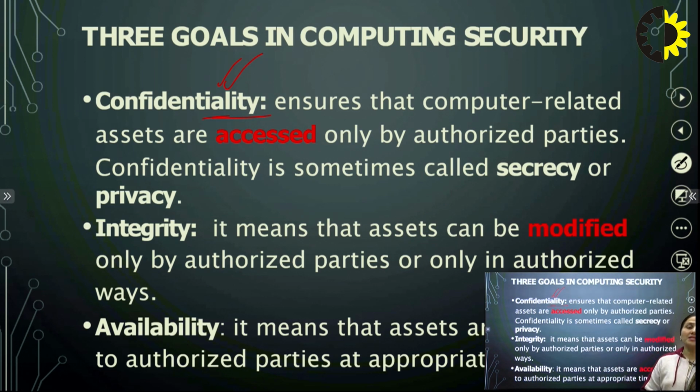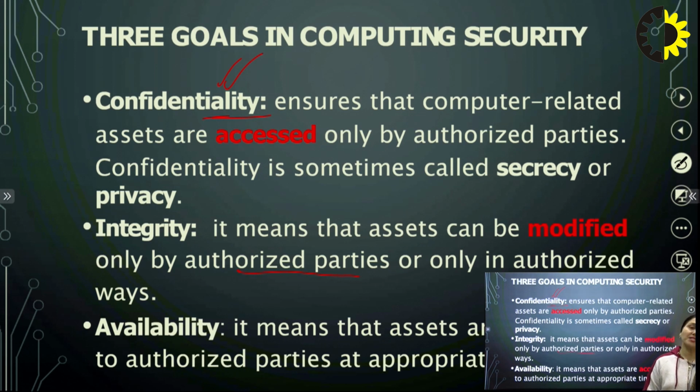Second comes integrity. What do we understand by the term integrity? It means that assets can be modified only by an authorized party or only in authorized ways. If any modification needs to be done, it is done only by the authorized party. That means the unauthorized will not be able to do any sort of modification in the assets.